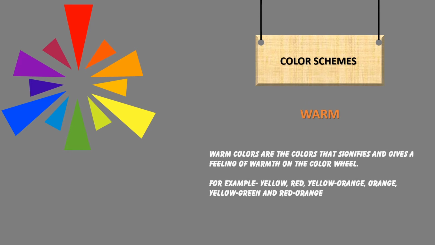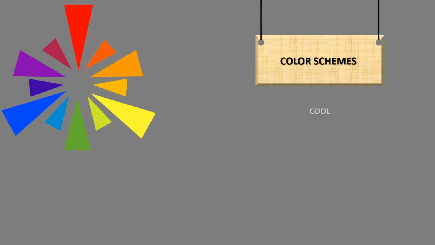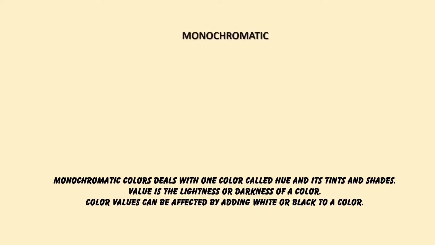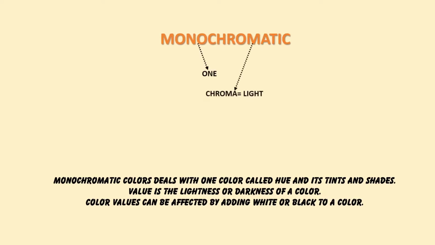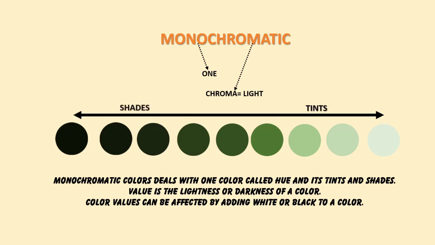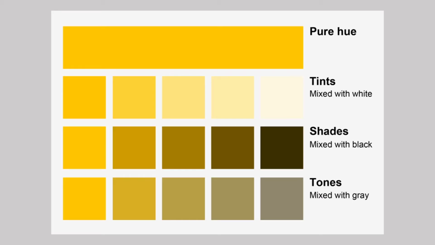Warm colors are those colors on the color wheel which give a feeling of warmth. Cool colors are those colors which are soothing to eyes. Monochromatic color scheme deals with one color, and that one color means hue. And when white is added to that hue, it forms tints. And when black is added to hue, it forms shades. And when grey is added to hue, it forms tones.